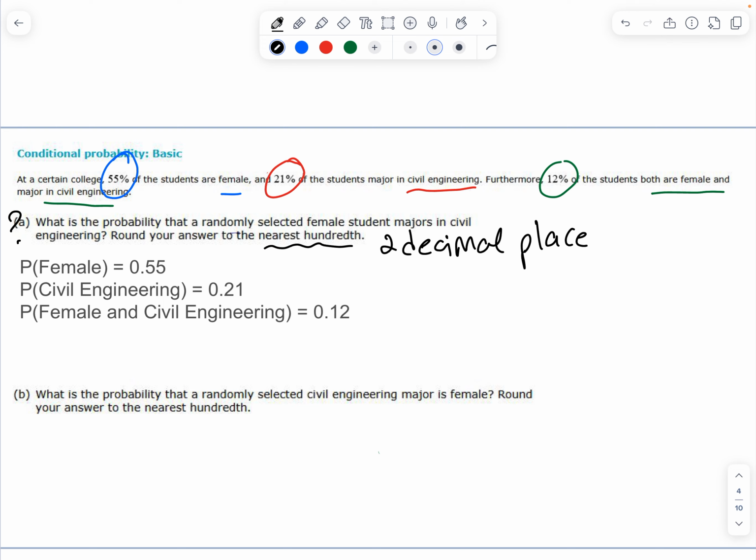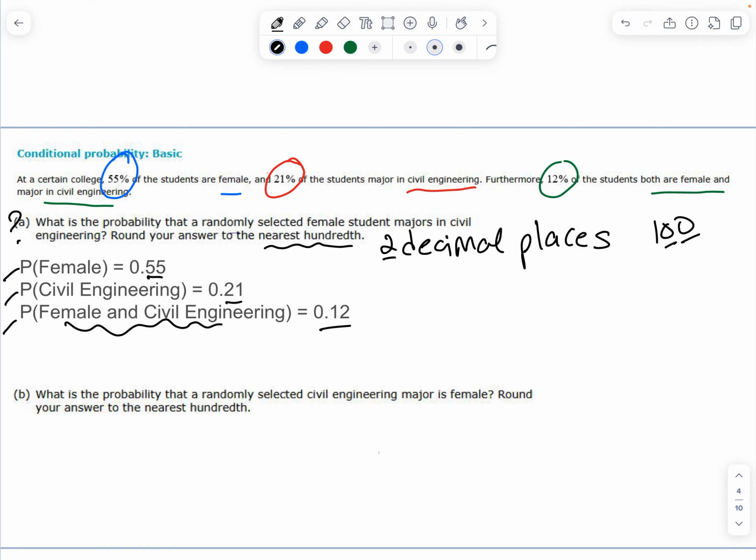So if you think about it, the number 100 has 2 zeros in it, right? So that means you're going to go out 2 decimal places. Now I just put this for my own happiness here. Probability of female, I changed to 0.55. Civil engineering, I changed to 0.21, and both female and civil engineering, I changed to 0.12.